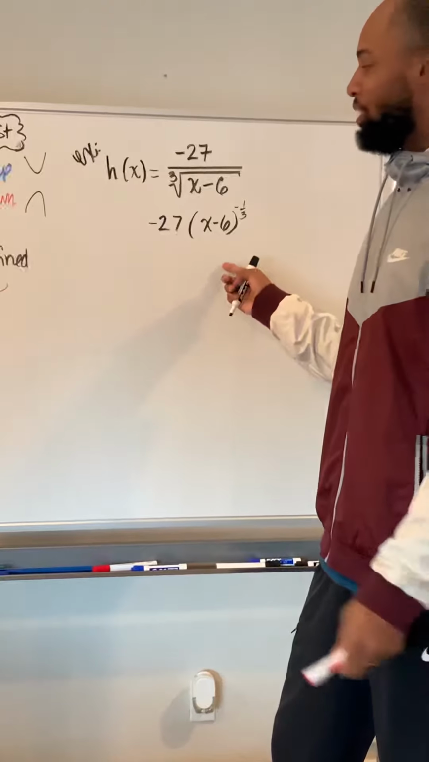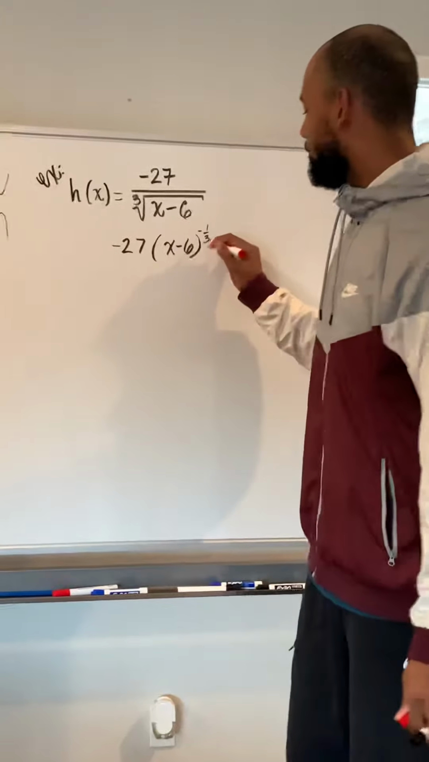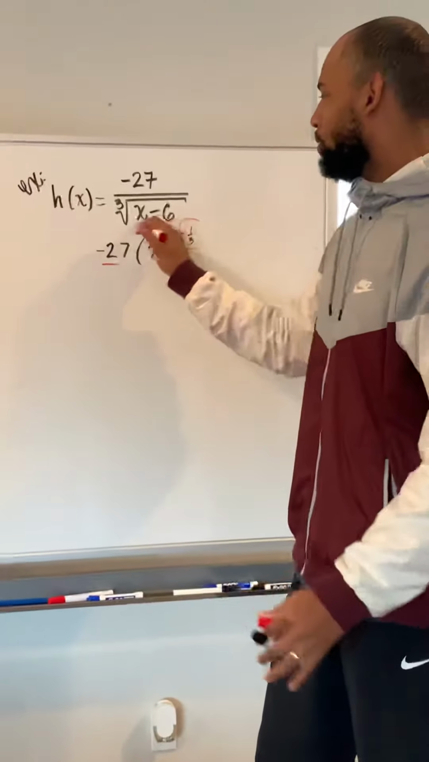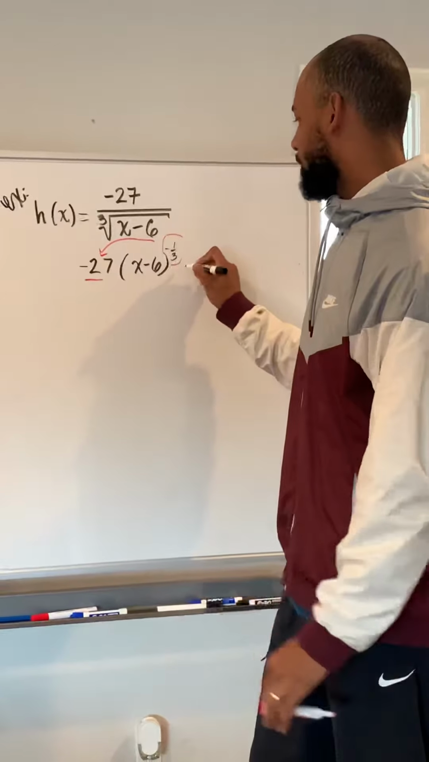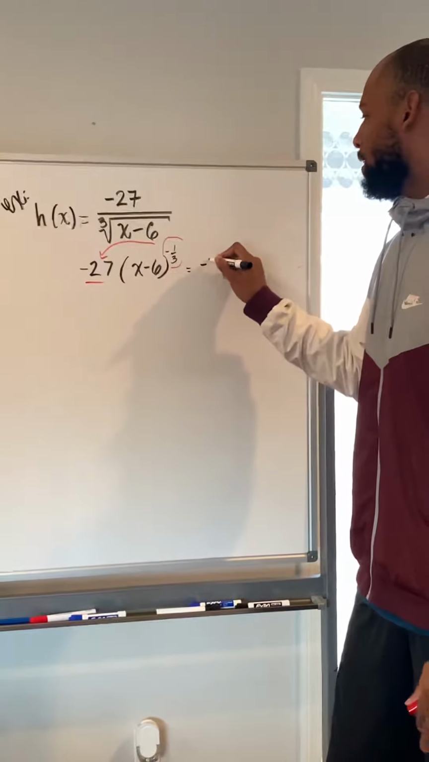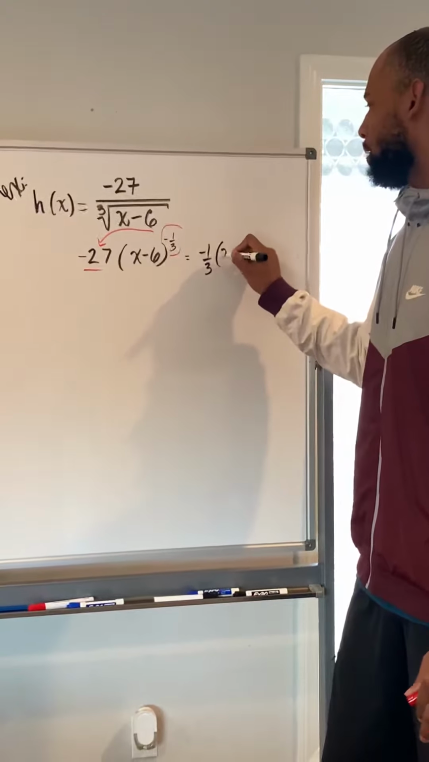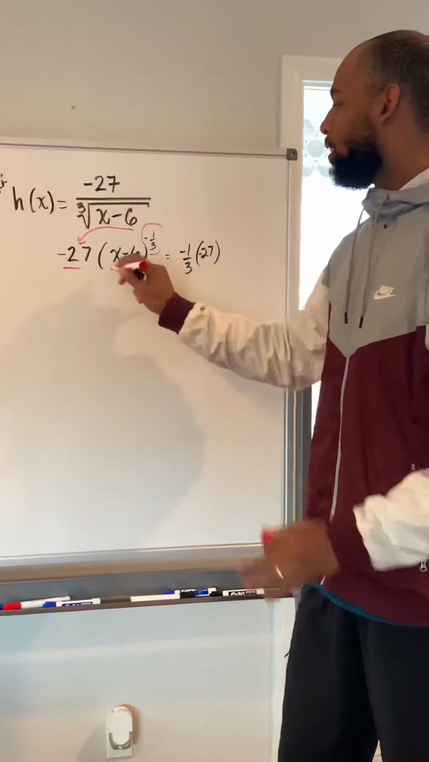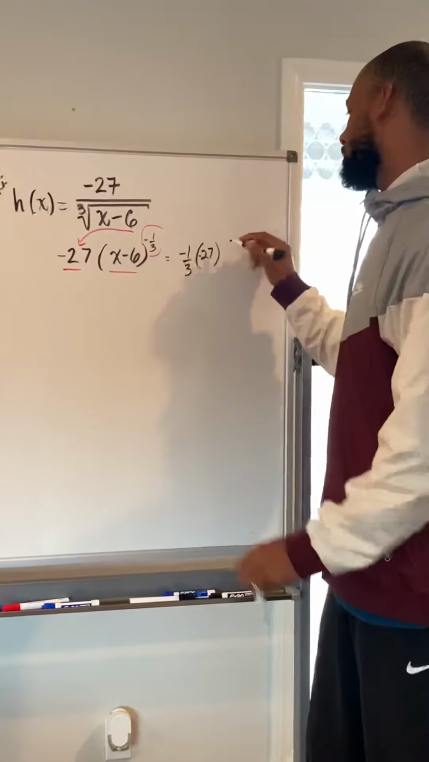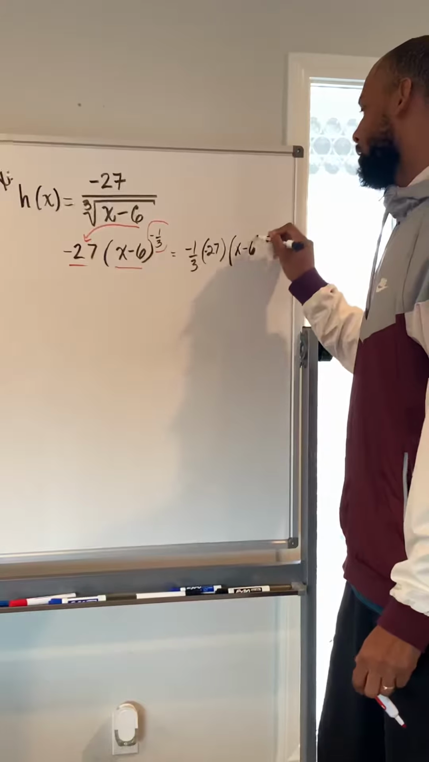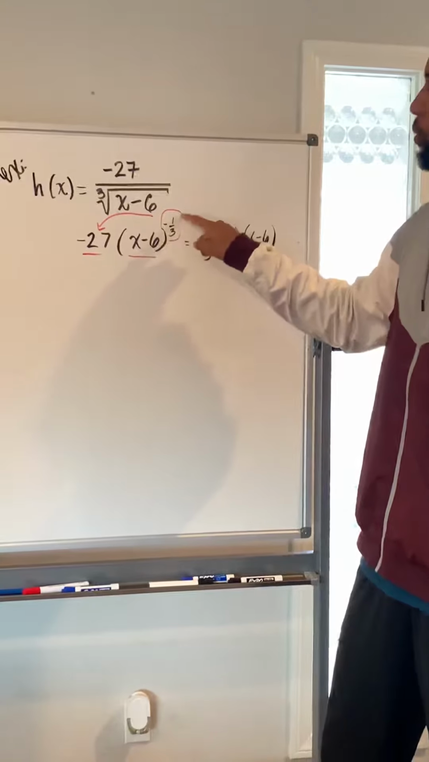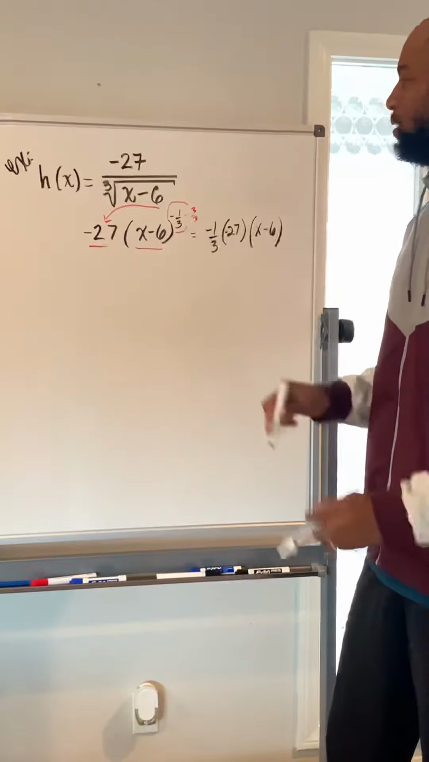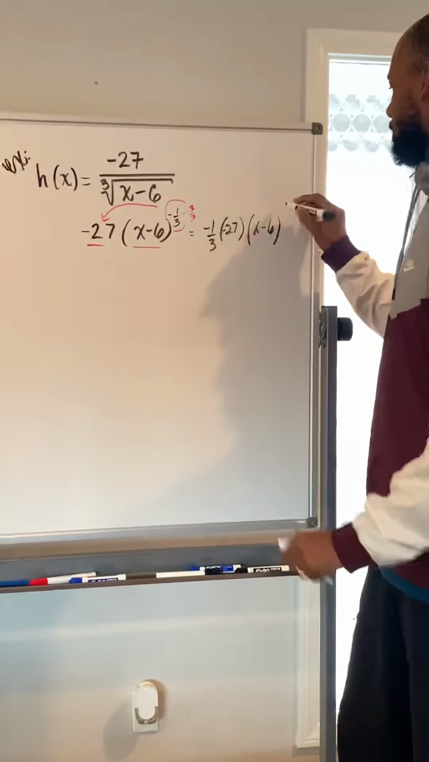Now I'll use the chain rule on that. So I'm going to take the derivative of the outside. So I'm going to bring this over. So it's going to be negative 1/3 times negative 27. I'm going to leave this alone. I'm going to keep it as x minus 6. And then I'm going to subtract 1 from the power. So it's going to be minus 3 over 3, which is negative 4/3.